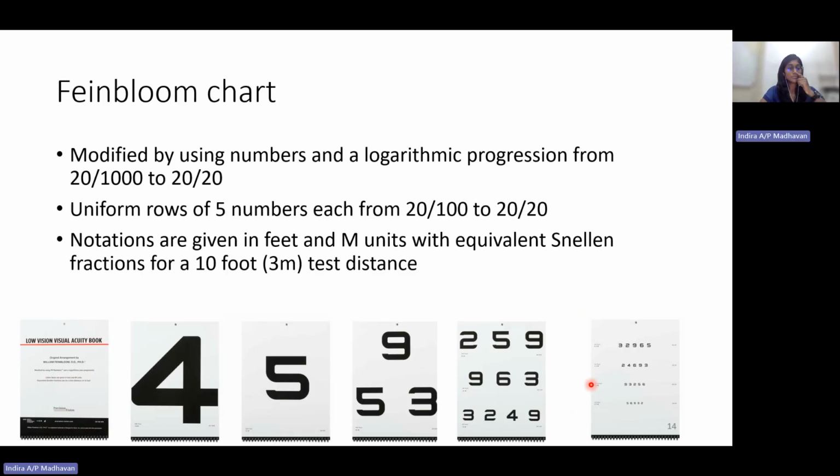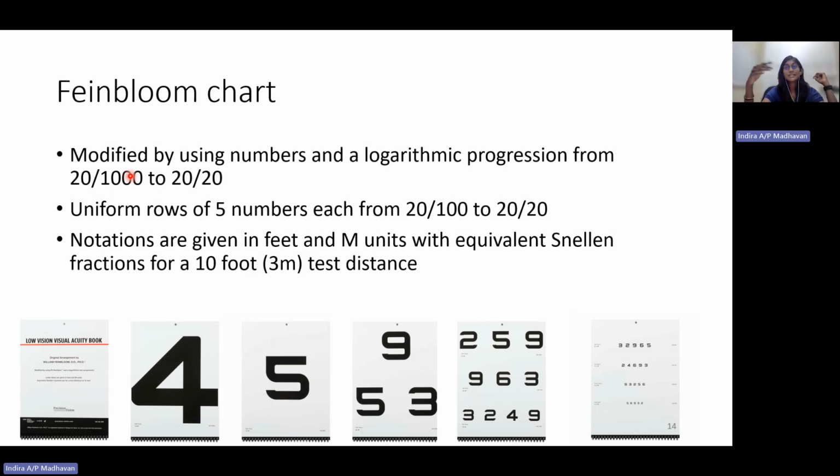Okay, so this is how a Feinbloom chart looks. It is meant for visually impaired persons, modified by using numbers and logarithmic progression from 20/1000 to 20/20. The one that we have in the Snellen chart is 20/200 only. That means the 20/1000 numbers are in a very big size, because for a visually impaired person the visual acuity is very poor.